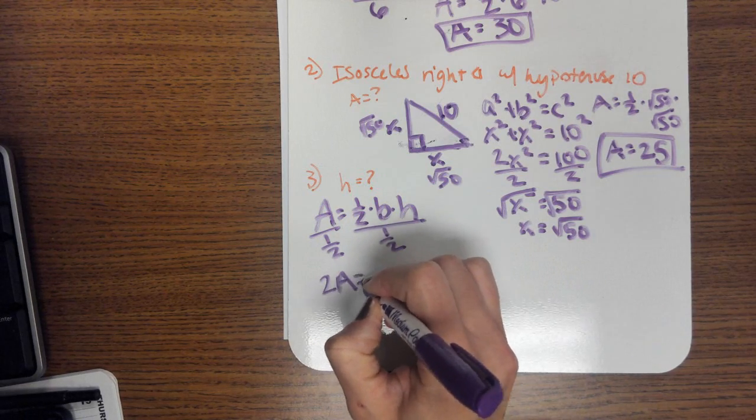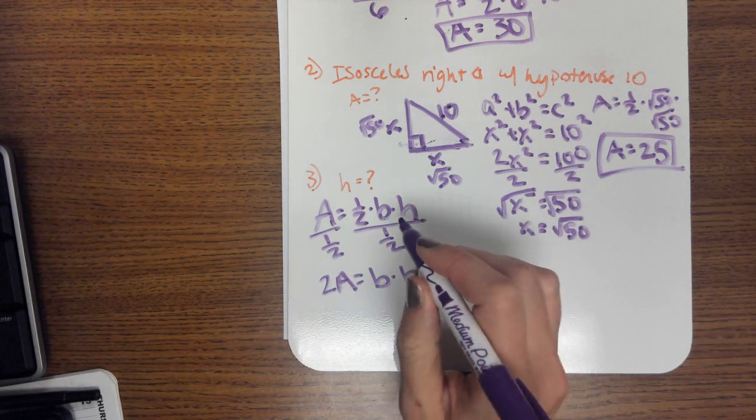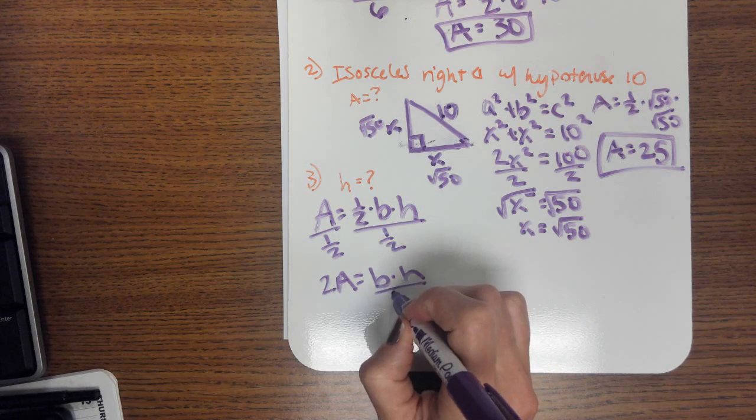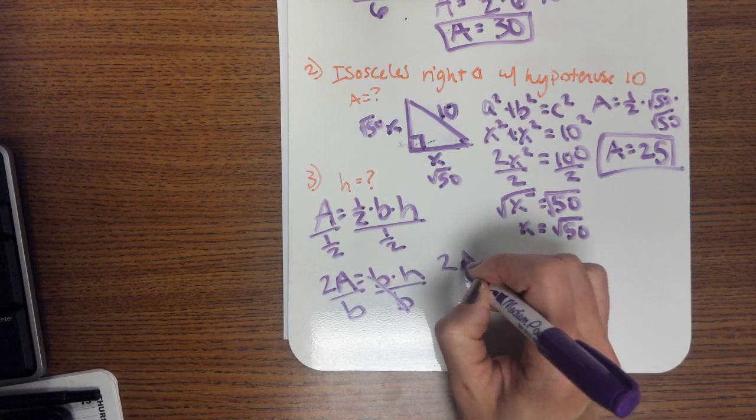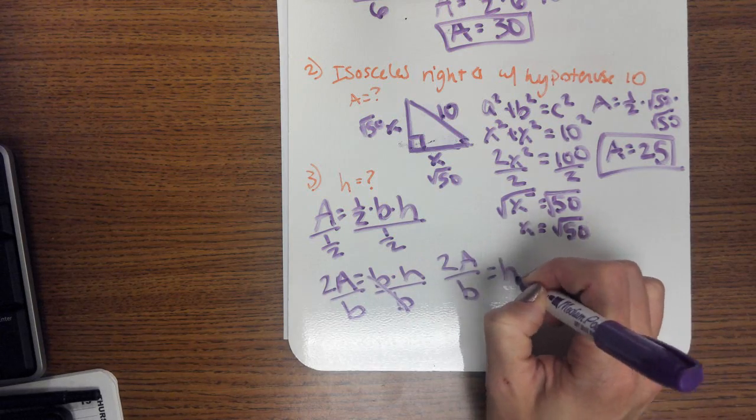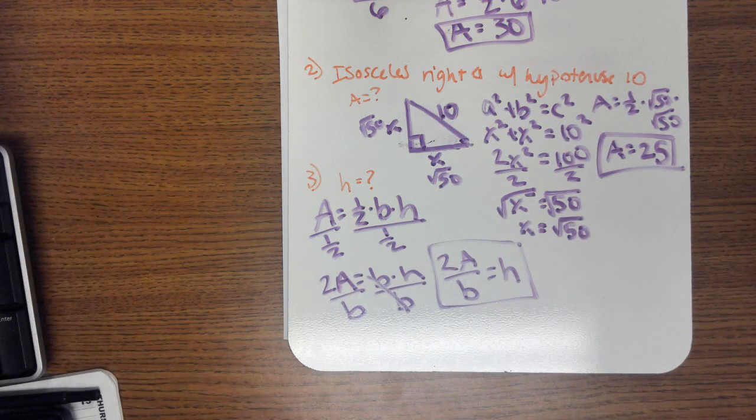So I have 2a is equal to base times height. I want to get height by itself, so the last step is to undo that multiplication with division. So 2a over b is equal to my height. A little bit tougher than the rectangle one.